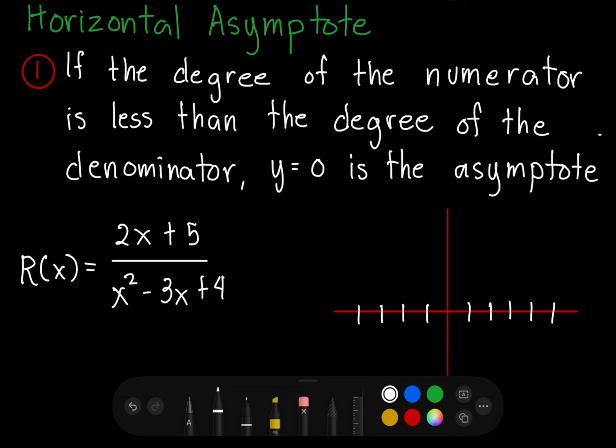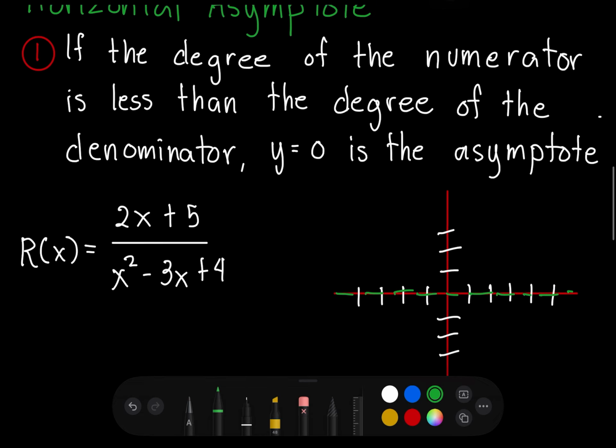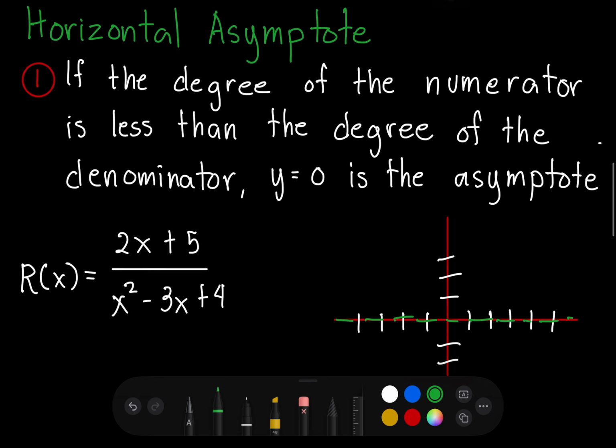x-axis. So, saan ba kasi si 1? Ito si 1, this is 2, this is 3. The negative values are on the bottom side. This is negative 1, negative 2, negative 3. So, nasan si 0? Of course, that is on the middle. And therefore, that is our x-axis. Okay? So, if in the case that the degree of the numerator is less than the degree of the denominator, x-axis yung horizontal asymptote natin.